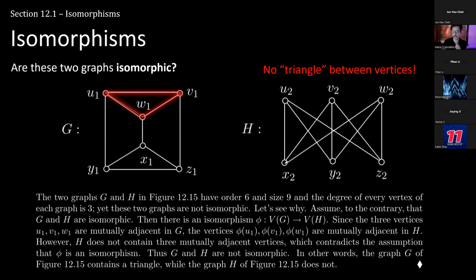If you try to find, okay, well, I go here, I go here, I go here, and then I want to go back here, but there's no direct link between these two. I have to go here and then go here. All the cycles are length 4 or more. So does everyone see that?